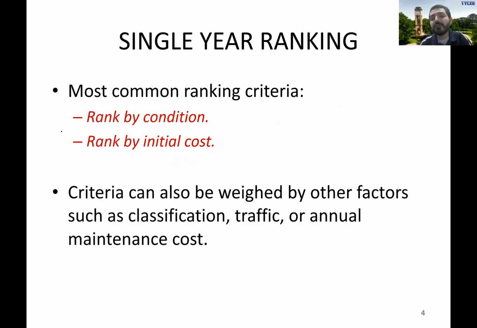The most common ranking criteria for any single year ranking is based on the condition of the pavement, which you have been doing, and we now know how to measure the PCI. So when I say ranking per condition, you get the PCI of multiple projects, and then rank them from the worst to the best, or vice versa, and pick the sections based on their condition. Or you can rank them based on the initial cost, how much each project is going to cost. That might also be a triggering criterion within the single year ranking process.